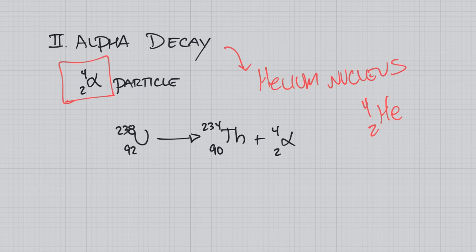Here's an example of alpha decay. We have uranium-92, 238. It spits out an alpha particle. So how many protons are left? 90, which is now thorium, and we now have 234 nucleons left. Notice the left has to equal the right.